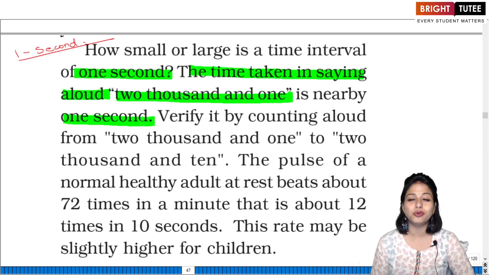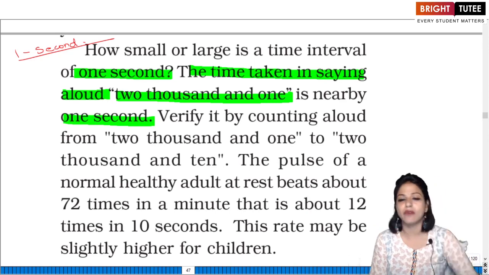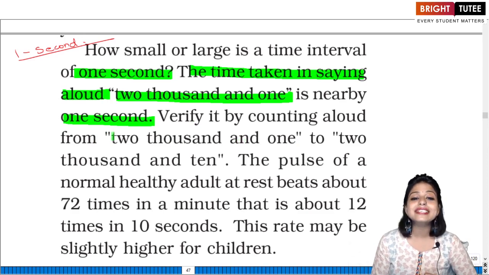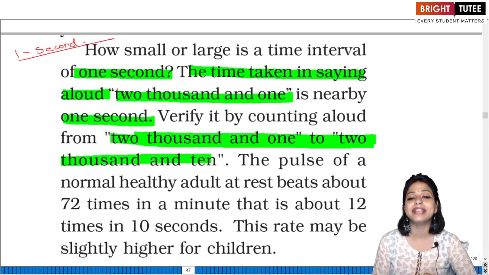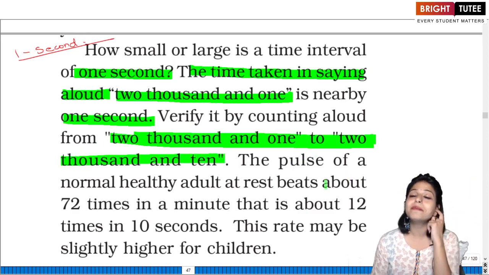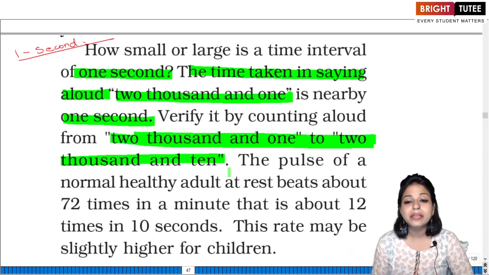Obviously, you do not have to go 2001 slowly. You have to go with your normal pace. It will be approximately giving you how much is 1 second. So verify it by counting aloud from 2001 to 2010. So you can just see, even if you want to count from 2001 to 10, your pulse is going to give you 1 second.